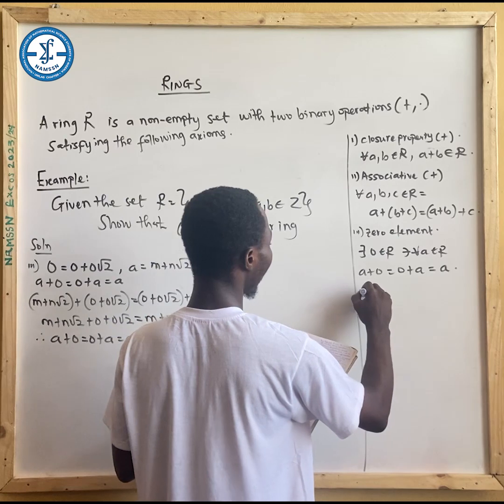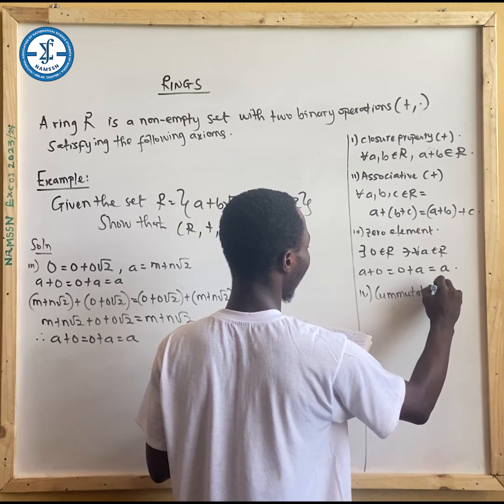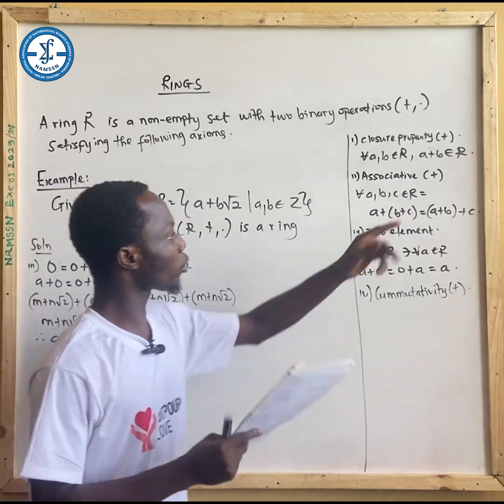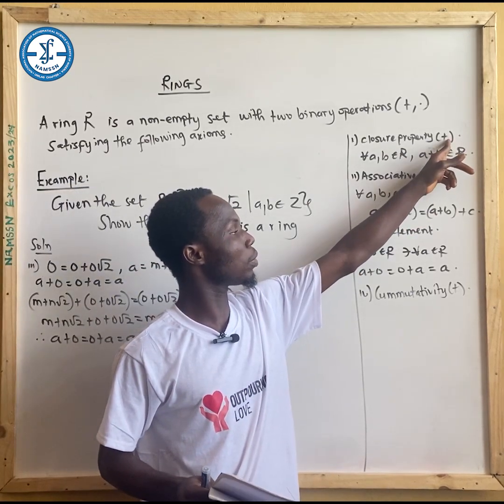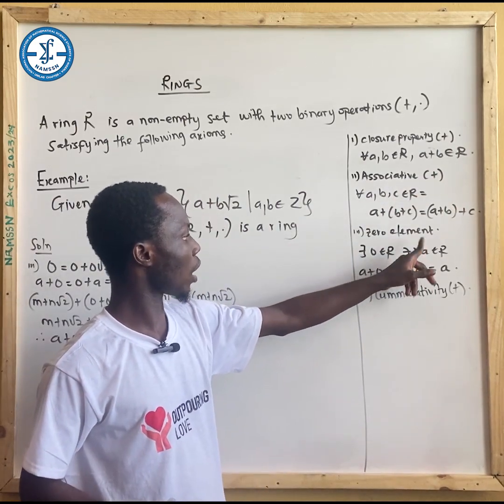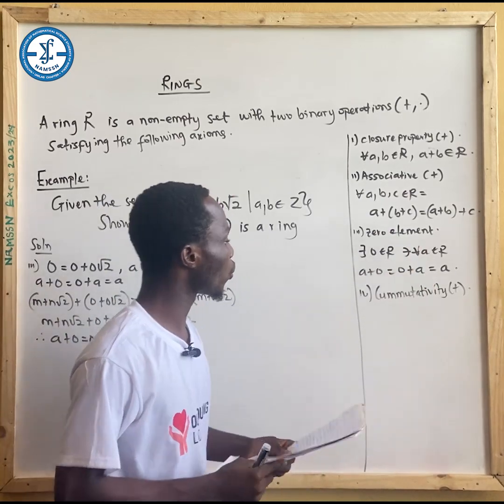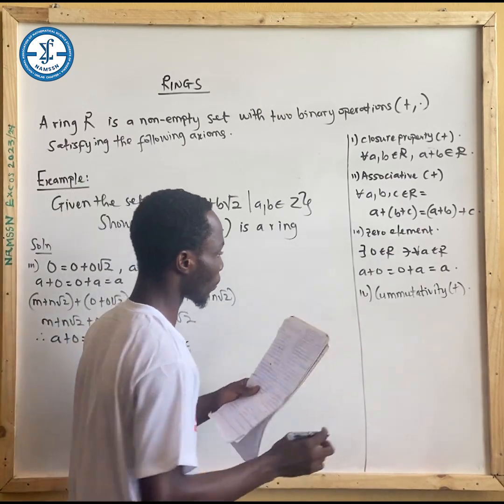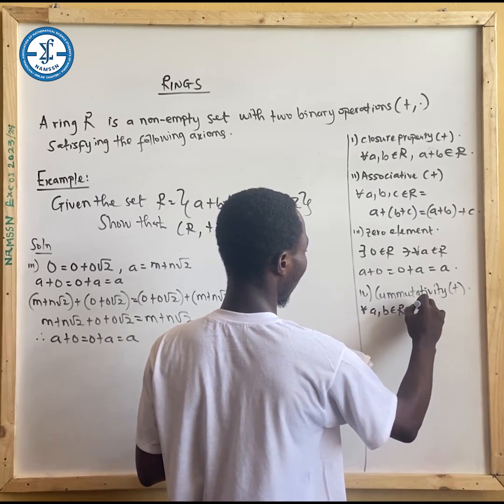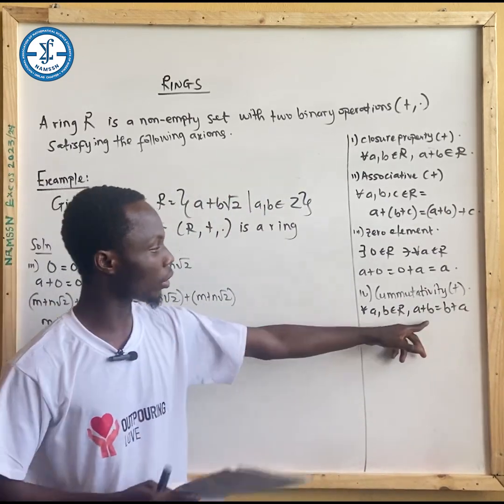Now, the next one I move down to is my commutativity. Commutativity, note, is always under addition. The closure property, we still need one more, multiplication. The associative property, we still need one more, which is multiplication. Our zero element is just for addition. Our commutativity is just for addition. So this is the fifth one. Commutativity: for all a, b in R, a plus b equals what? b plus a. So this is what I want to prove.